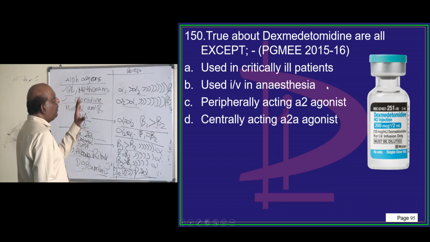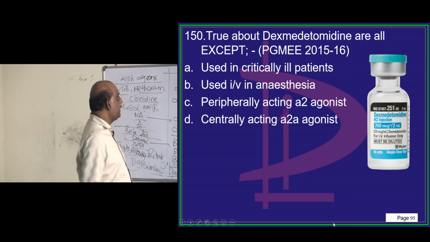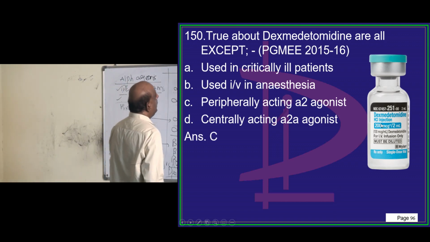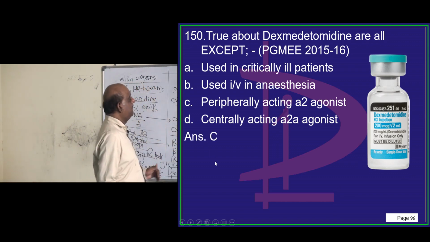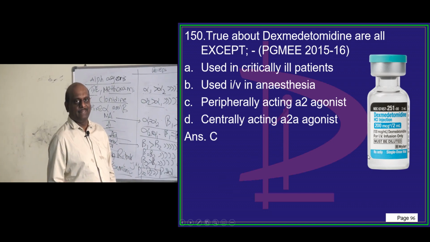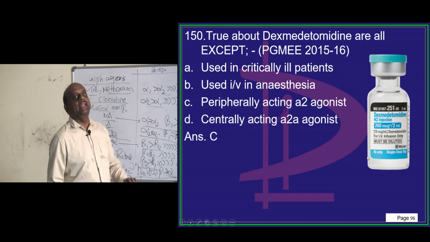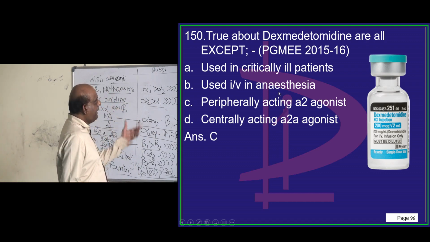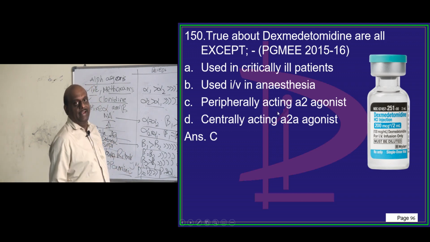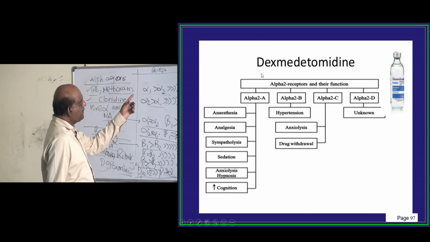Then what is true about dexmedetomidine is an important question. Dexmedetomidine is a centrally acting alpha 2 agonist. A centrally acting alpha 2 agonist means it will have a sympatholytic effect. It is used in critically ill patients, and used intravenously in anesthesia.